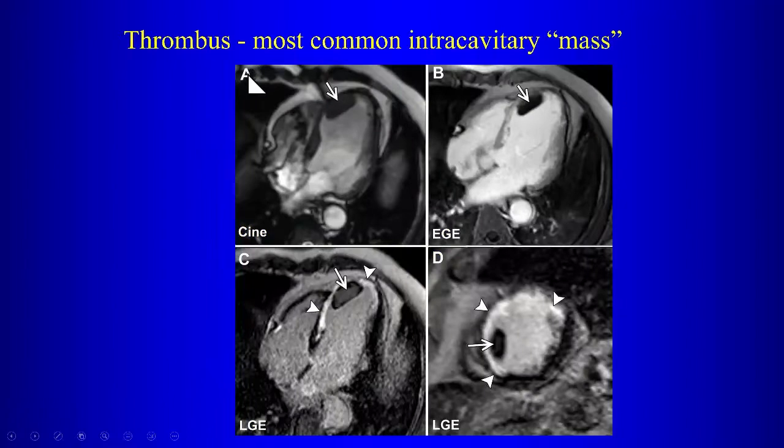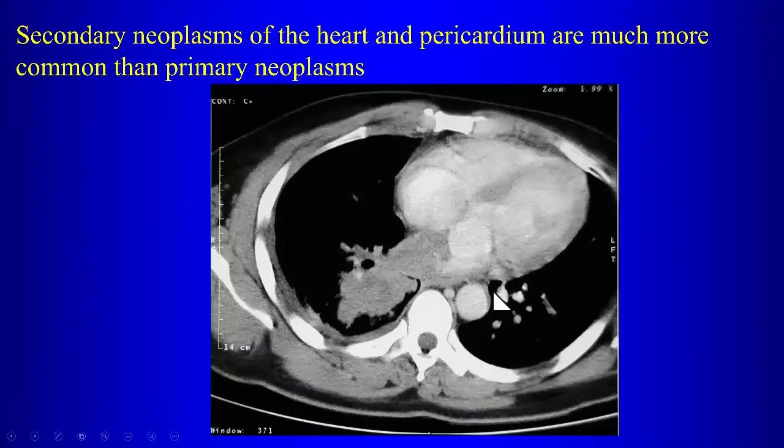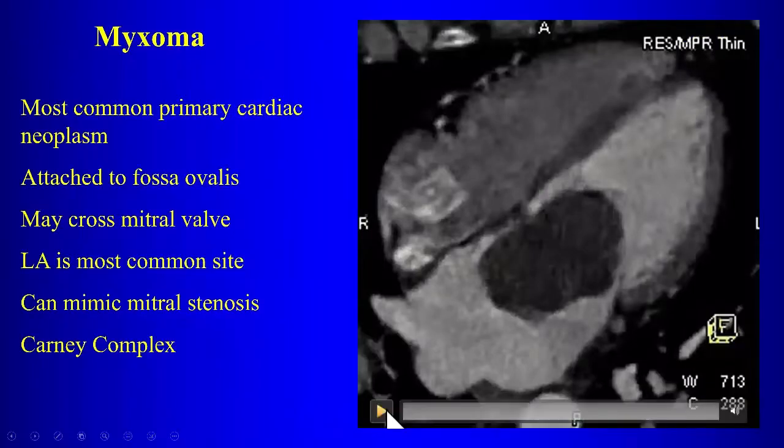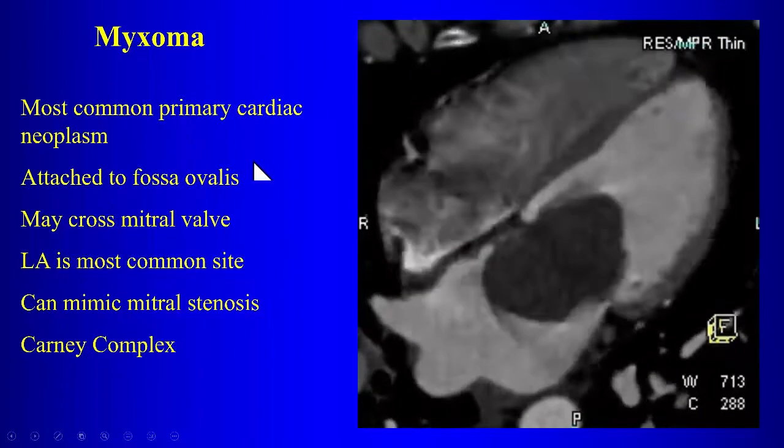Thrombus is the most common intracavitary mass, very common in the apex of the left ventricle, associated with infarct, especially in the distribution of the left anterior descending coronary artery. You can have lung cancers that invade the left atrium through the pulmonary veins, and that's still more common than primary neoplasms of the left atrium. Myxoma. This is the most common primary cardiac neoplasm.